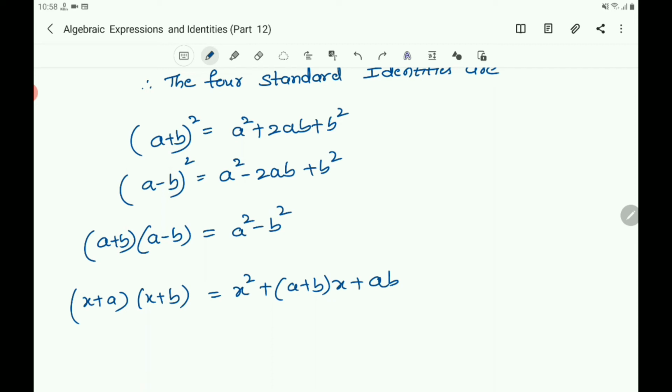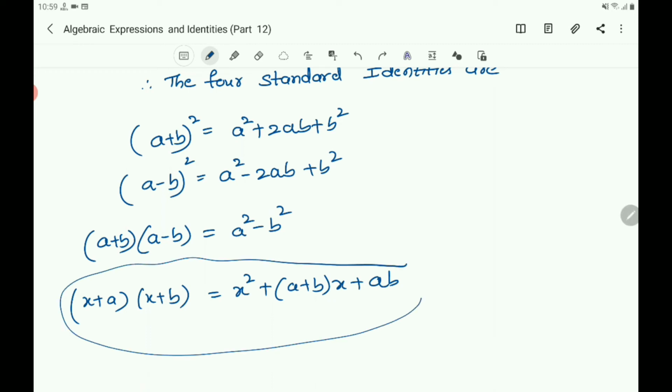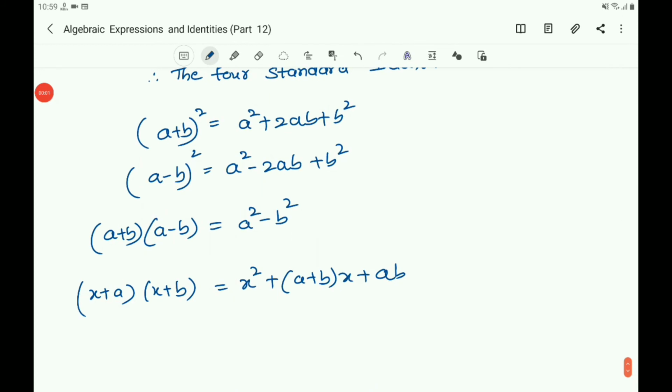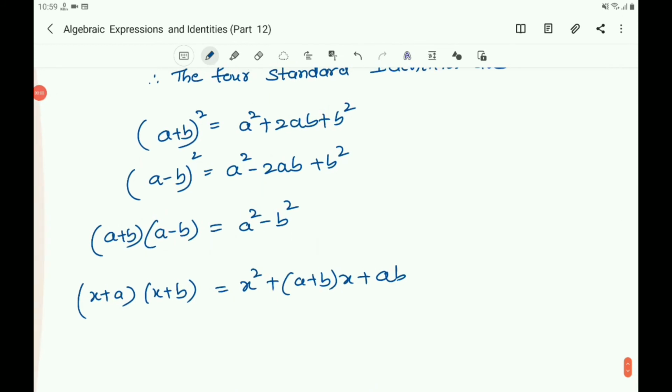We can see that the fourth identity is the general form of the other 3 identities. How x plus a into x plus b equals x square plus a plus b into x plus ab is the general form of the other 2 identities. Here you can say that a plus b into a plus b, in the place of x, a is there, in the place of a and b, b is there.